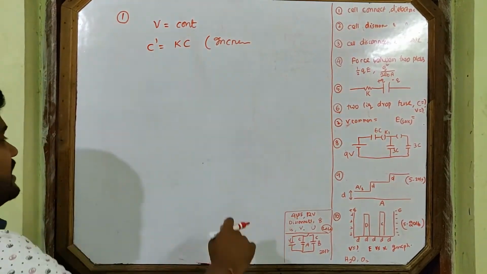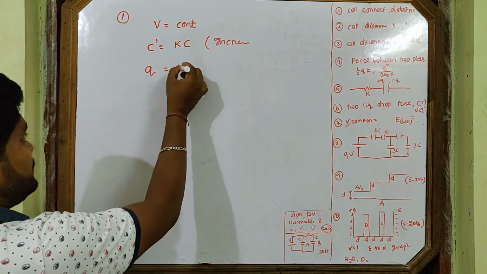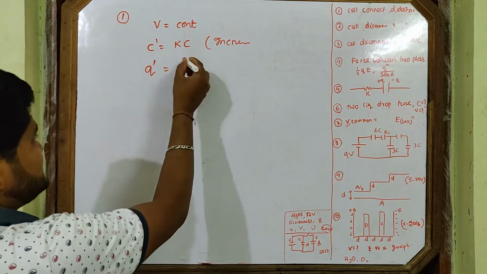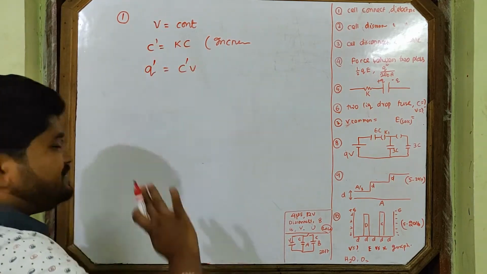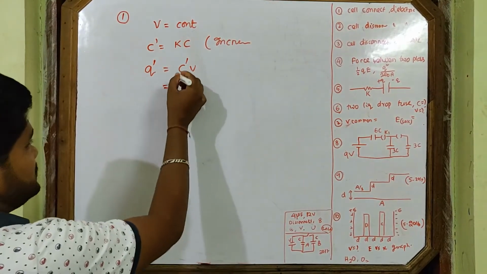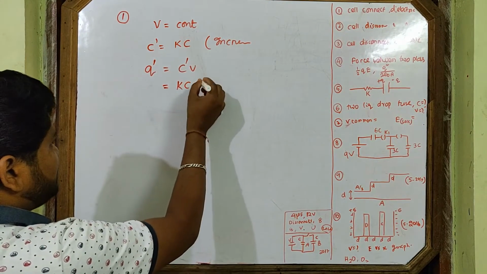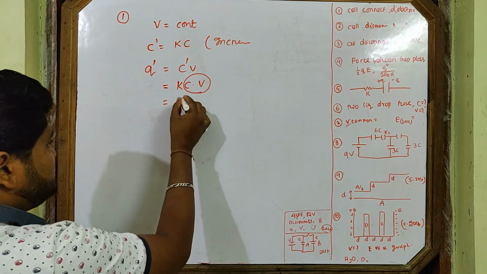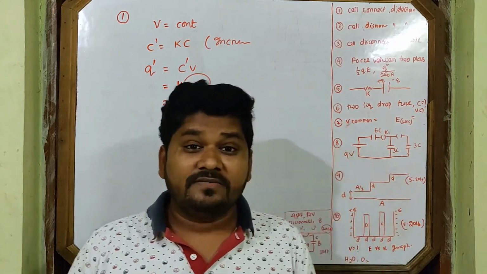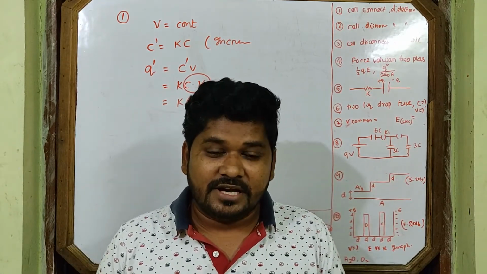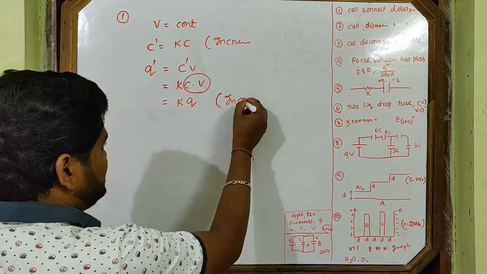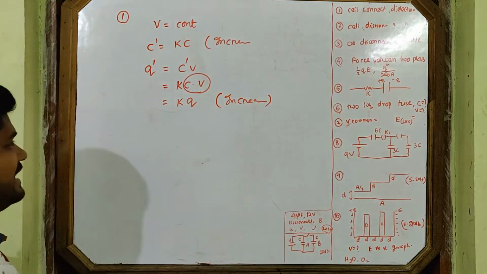Then what happens to the charge? Q equal to CV. But now what happens to Q? This is Q dash. C changes to C dash, but V remains as V. Now let's see, what about this C dash? C dash is K into C. But what is this Q? Q is the original charge. What about Q dash now? It becomes K times. Now the charge also increases, K times.